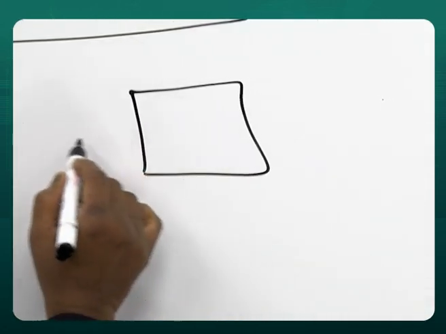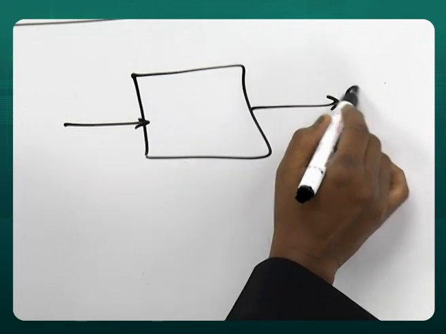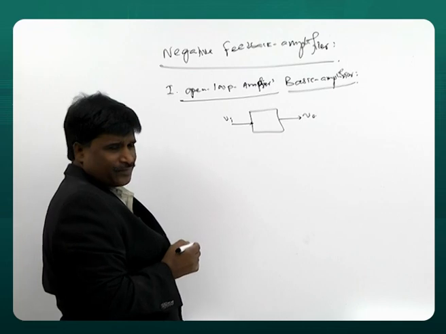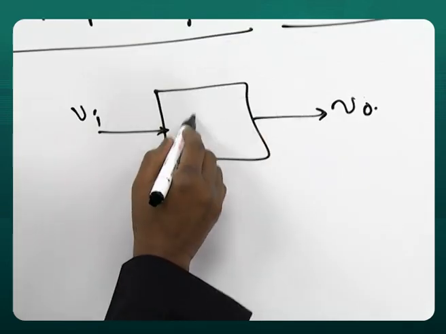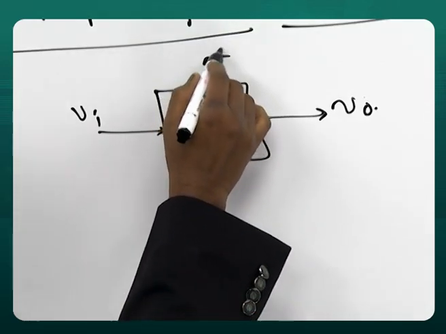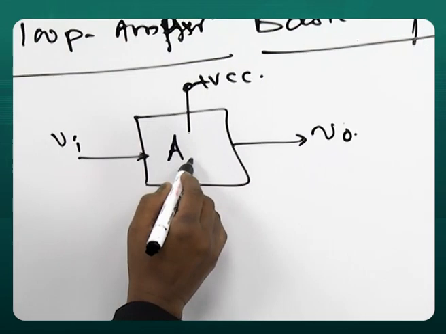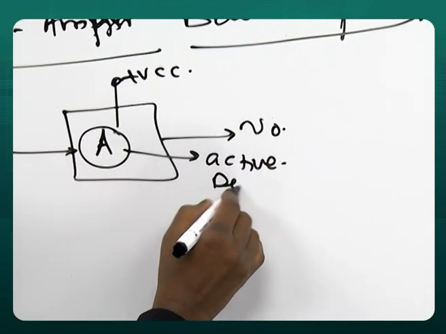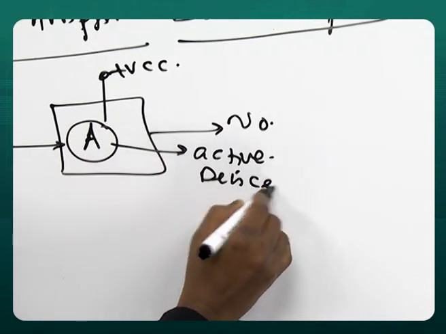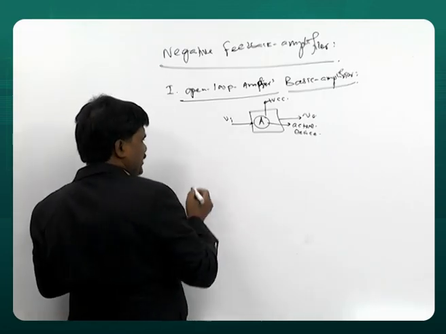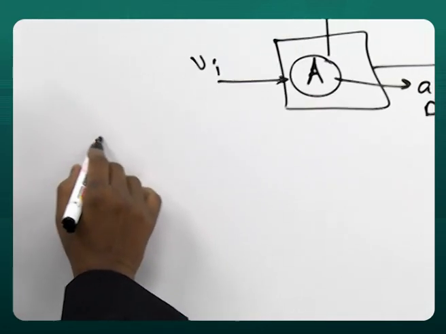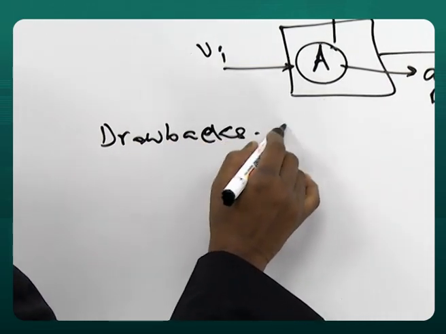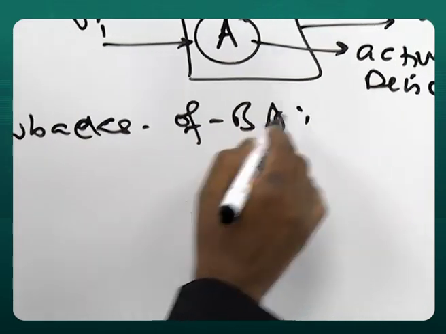Take an amplifier like this. This is output voltage, input voltage. This is amplifier A. There is a supply. In this amplifier, you have an active device. Therefore, what are the drawbacks of the basic amplifier?